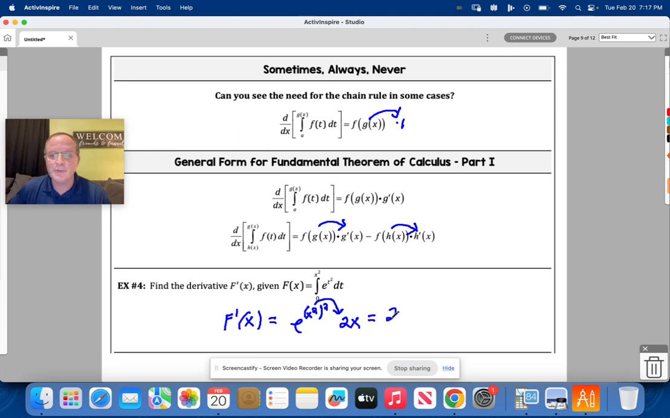So it's going to be 2x, let's clean it up a little bit, e to the x to the fourth. Okay, that's all I did. So I substituted, I changed that t right there to x squared, and then I did chain rule because we're asked to take the derivative of this thing, right? And I don't have to deal with the zero at all because when I take the derivative after I do the fundamental theorem, it's gone.